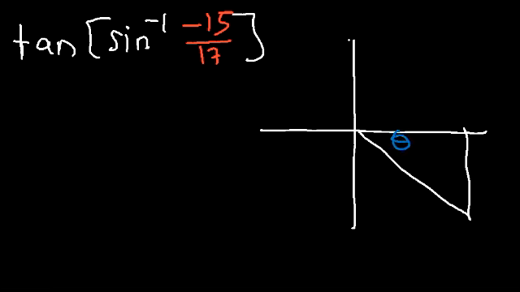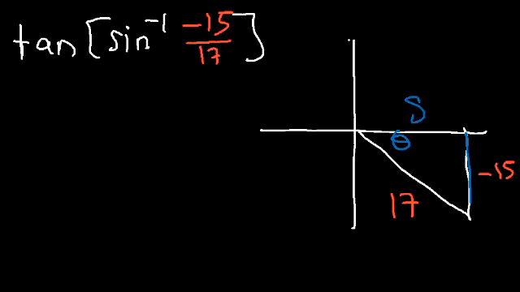So here's theta. Sine is opposite over hypotenuse. The opposite side is negative 15. And because this side is going down along the y direction, it's negative. The hypotenuse is always positive. So what's the missing side? To find the missing side, you could do 17 squared minus 15 squared, and then take the square root of that result. Or you could know the special triangle. This is the 8, 15, 17 triangle.